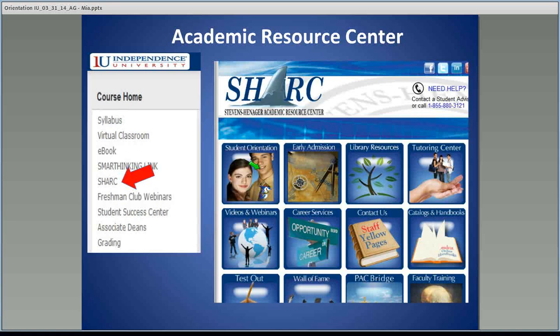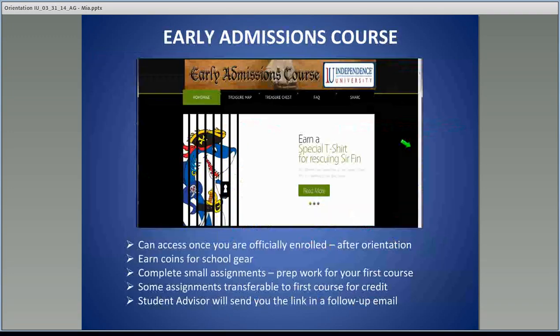Now, another great resource is Shark. Shark is a page that has a lot of our resources available. It has a recap of student orientation. This is where the early admissions course is found. This is even where our tutoring center can be found, as well as lots of other great resources of our page. Our early admissions course can be accessed once you're officially enrolled.